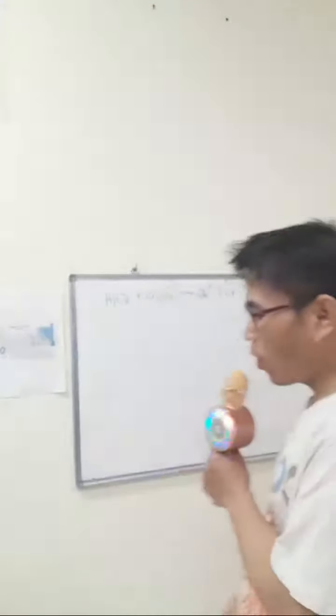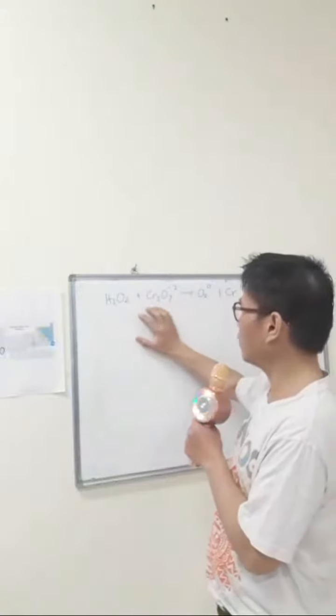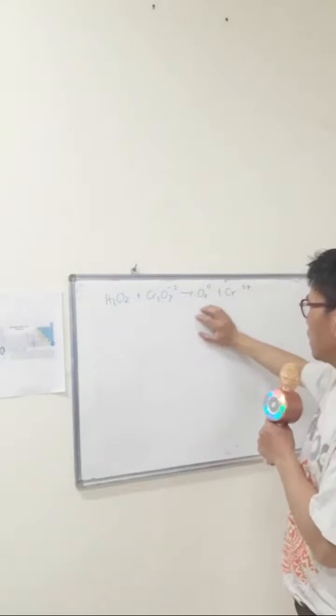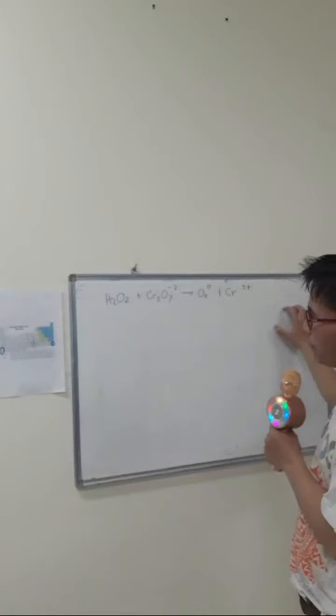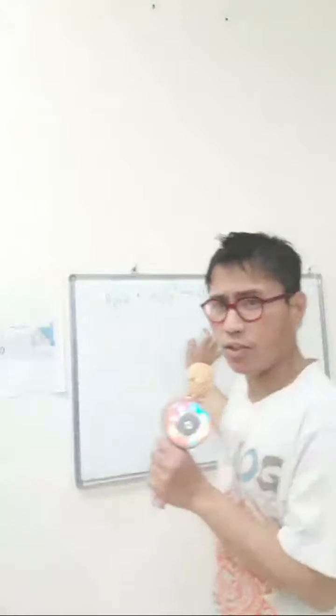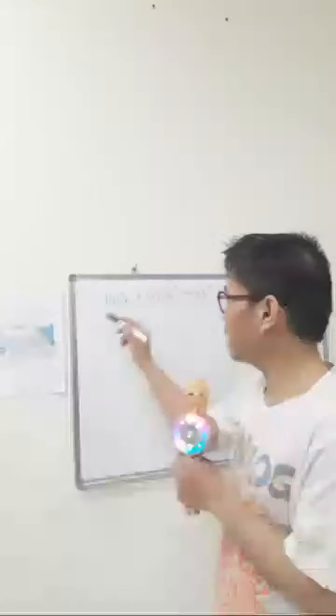So let's go back to redox solution: reduction, oxidation, chemical equations. Going back to the example, I have here hydrogen peroxide plus dichromate equals oxygen gas plus chromium. So this is going to be our example, specifically redox in acidic solution. The first rule is you need to obtain the oxidation state of the reactants and of the products.